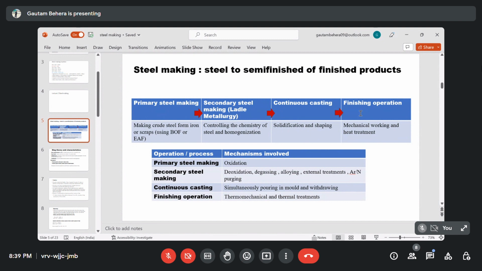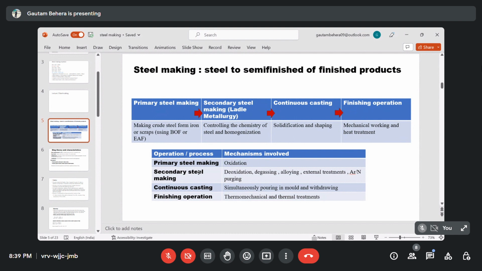And we can give some heat treatment to it, because if you give heat treatment to the steel, the property will change, and you can achieve the required property. So that is mechanical working and heat treatment, the final operation. So these are the operations, processes, and mechanisms involved. You can see in the primary steel making process, the main mechanism is oxidation, right?